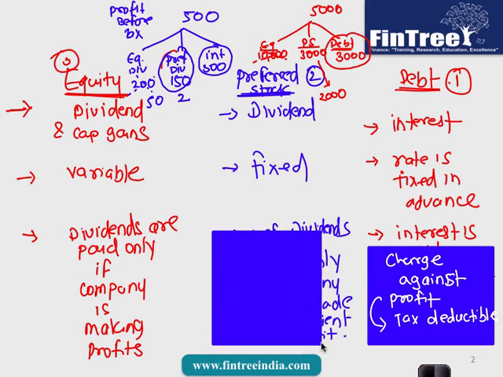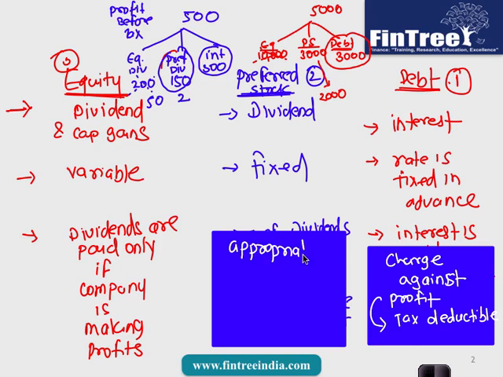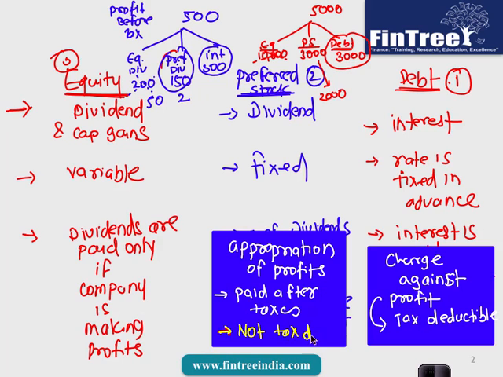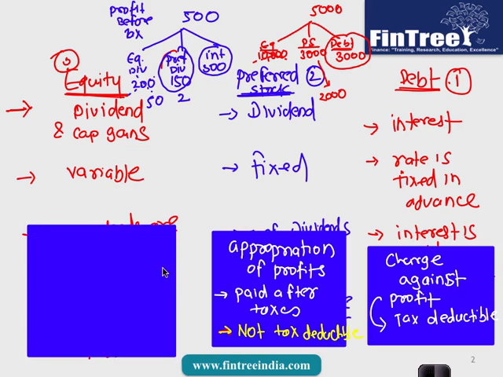When you pay preference dividend, this is called as, tell me, appropriation of profit. Appropriation of profits. And meaning of this is that this is paid after taxes, and therefore it is not tax deductible. Not tax deductible. And again, equity dividend is called as appropriation of profit.